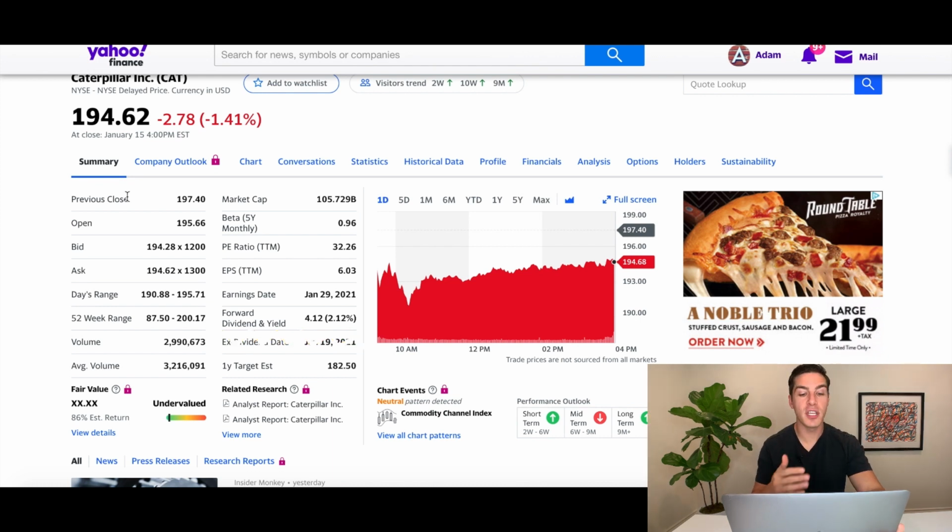Next up, you have the forward dividend yield. Now, this represents a piece of the earnings that a company pays out to its shareholders. We would call that a dividend. To the right, in parentheses, you'll see the percentage.